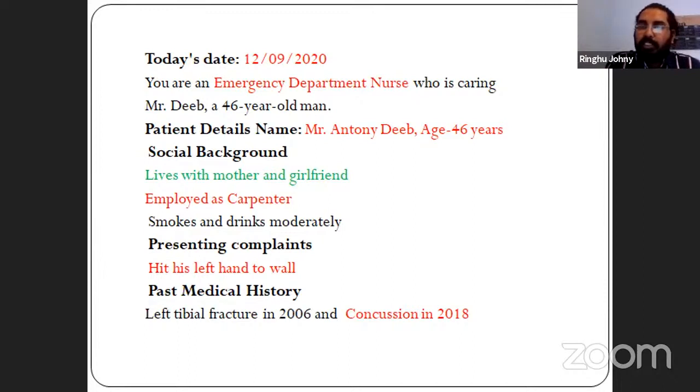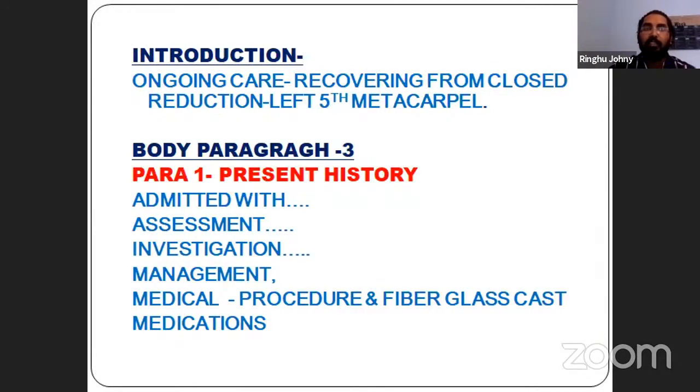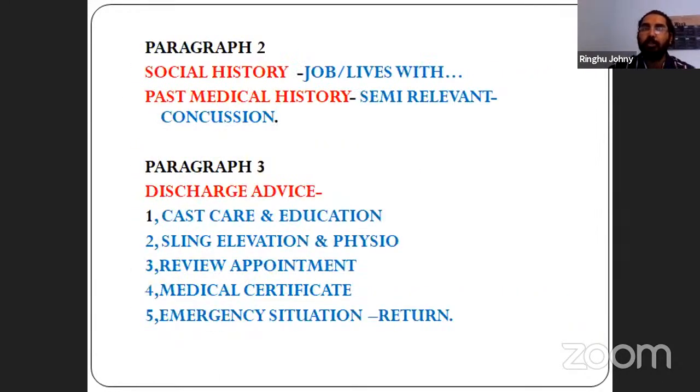I'll repeat. Mr. Deeb is a carpenter, or you can write Mr. Deeb, a carpenter who lives with, or resides with, his mother and girlfriend. There will be some small errors when I say it, but if I write, I can easily write it for you. And you can say his medical history is unremarkable except for a concussion in 2018, because there is nothing else to be said. I hope that's clear for everyone. Paragraph 1 is the present history, and paragraph 2 is the social and the past medical history.